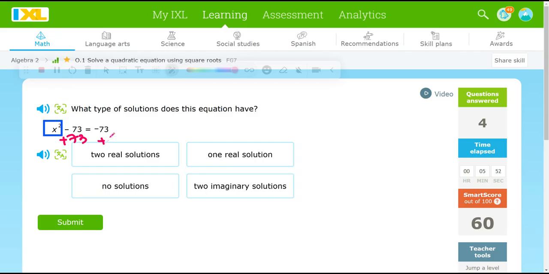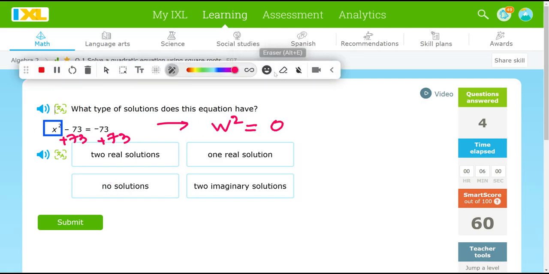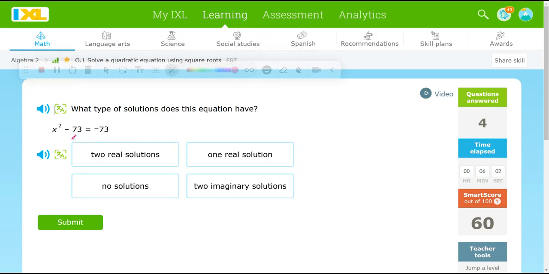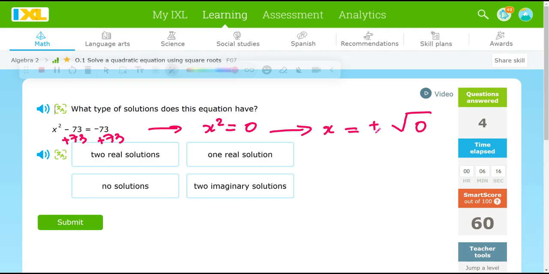So now you come out with x squared equals 0. I'm sorry, let's write it correctly: x squared equals 0. Now we solve for x, so we take the square root of 0 and we do plus and minus.